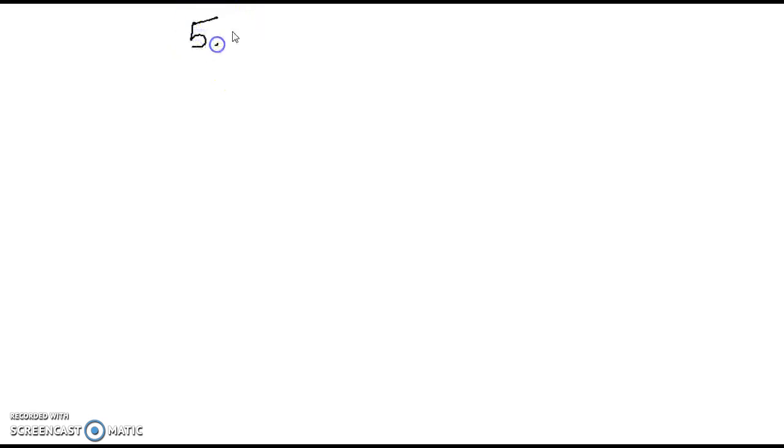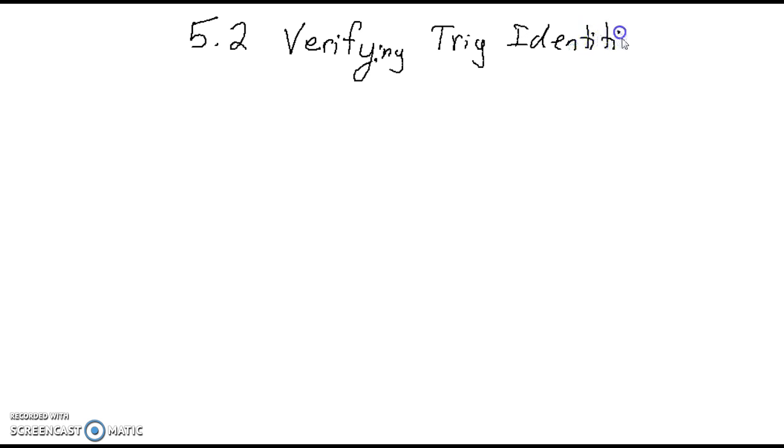We are going to start verifying trig identities. That is what 5.2 is all about. Identities. So what's going to happen is we're going to have an equation, and we are going to have to get the right side to equal the left side.